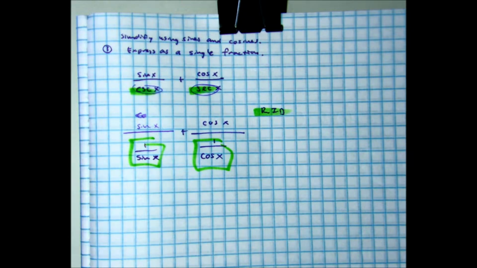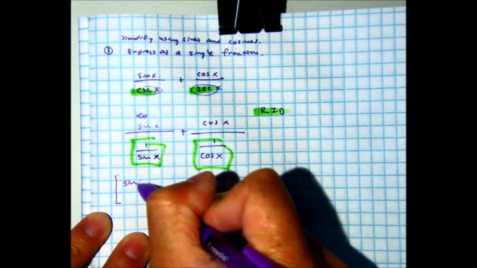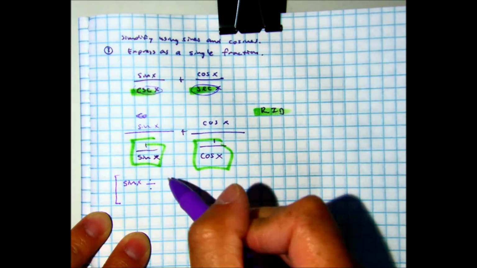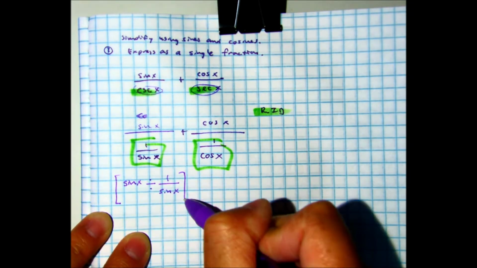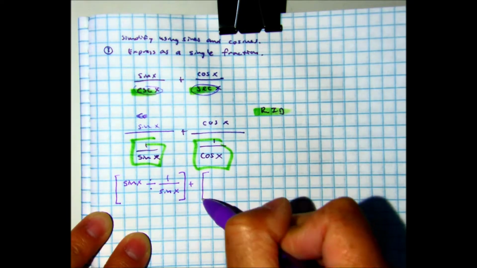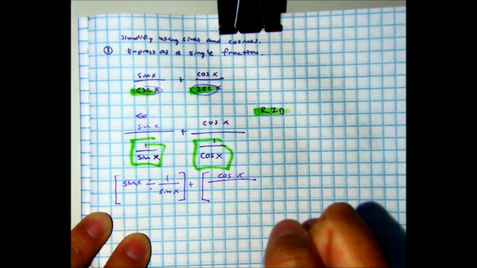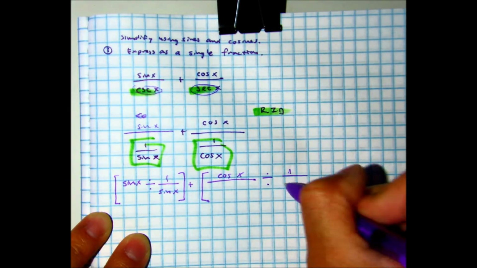Okay? So now I have a fraction within a fraction, and I'm just going to turn it sideways. Sine of x divided by 1 over sine of x plus cosine of x divided by 1 over cosine of x. Why did I do that?